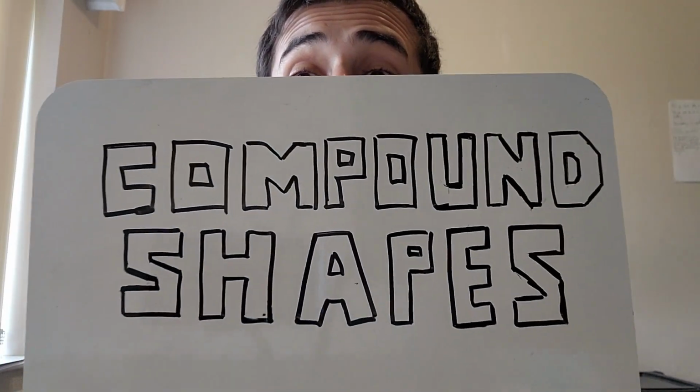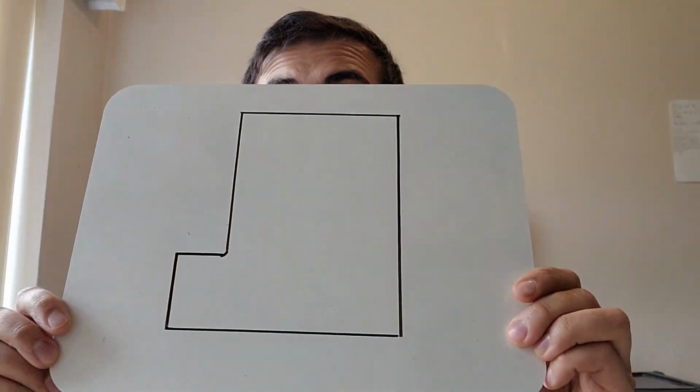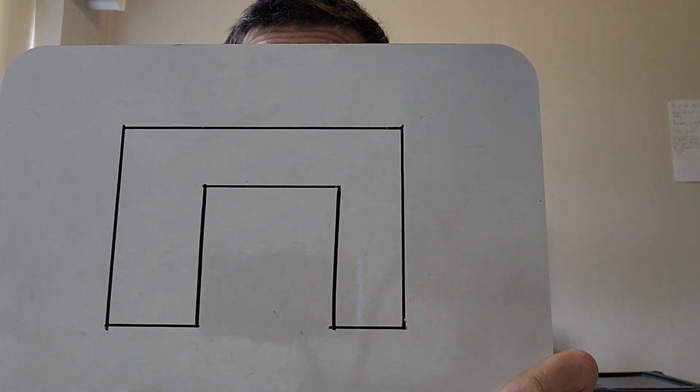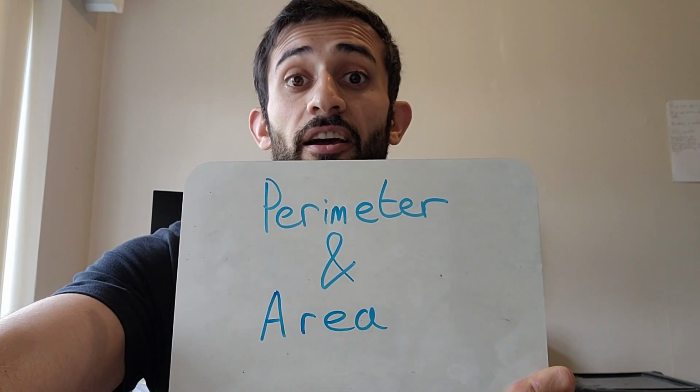Hey guys, in today's lesson we're going to be looking at compound shapes, which is basically one of these, or these, and these, and even something that looks like this. And we're going to be looking at perimeter and area.